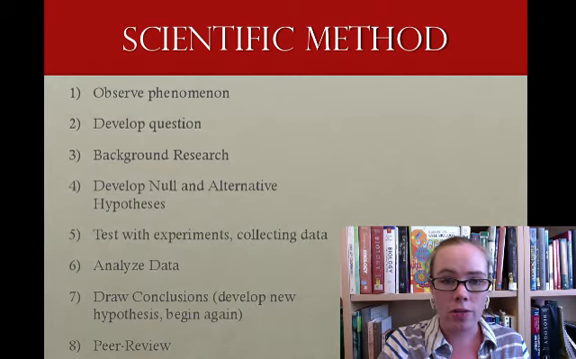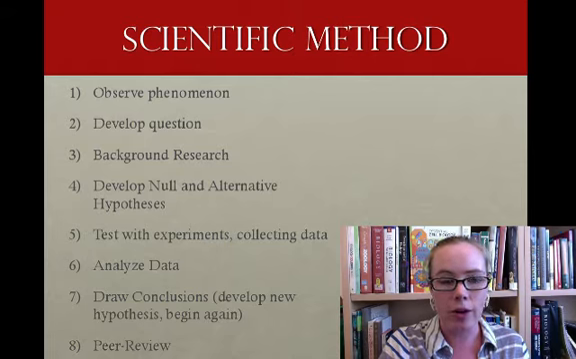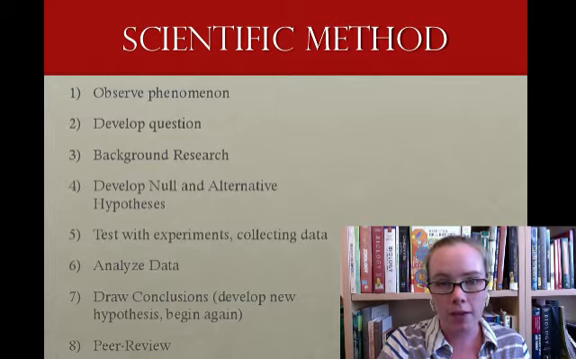Then you do background research to find out what other scientists have found, or if anyone has done any research on that topic. Then you develop a null and alternative hypotheses. Then you test with an experiment, and you collect data. From this data, you analyze it using statistical procedures such as a t-test or an ANOVA, an analysis of variance. Then you draw conclusions from this data where you're going to either reject, fail to reject, or refute your null hypothesis. At this point, you may have to develop a new hypothesis and begin your scientific methodology again.